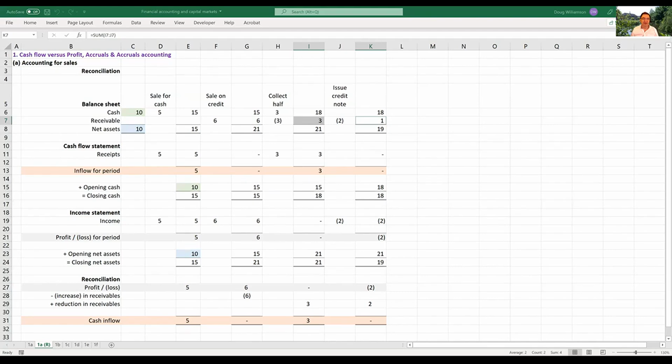Let's have a look at something we've seen before. This is from last week. It's the first schedule we looked at, when we're making sales. The reason I do it is we need to think about a balance sheet, a cash flow statement, and an income statement and the differences between them.